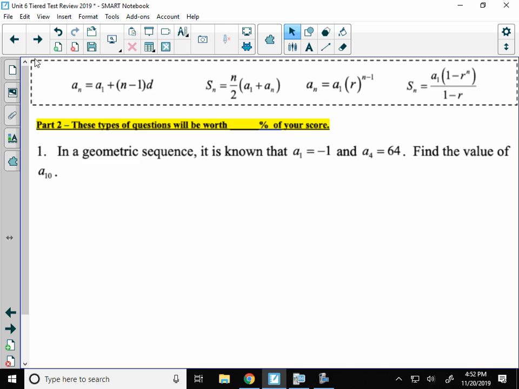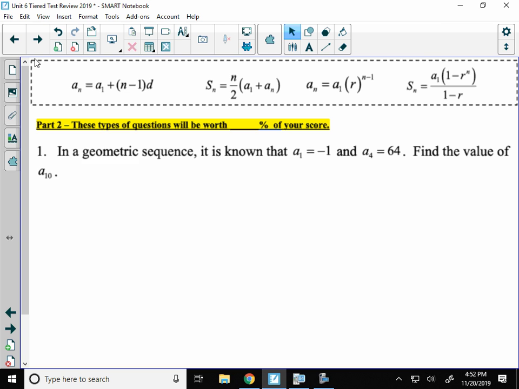Right, this video is for part 2 of your review. We're going to do numbers 1 through 4. All right, so in a geometric sequence, it's known that the first term is -1 and the fourth term is 64. Find the value of a sub 10.